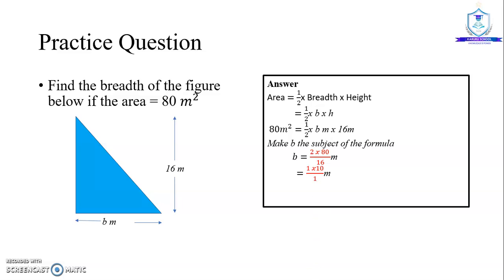Upon simplification, we find that the value of B is equal to 1 multiplied by 10 divided by 1 meters. To simplify that expression, you divide by 8: 16 divided by 8 gives you 2, and 80 divided by 8 gives you 10, and then 2 divided by 2 gives you 1. So that is how we arrived at 1 multiplied by 10 divided by 1 meters. Upon simplification of our fraction, we get that the value of B is equal to 10 meters.